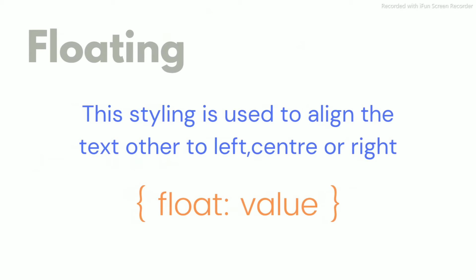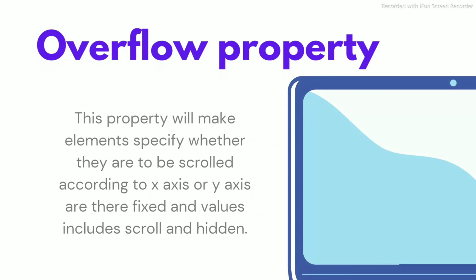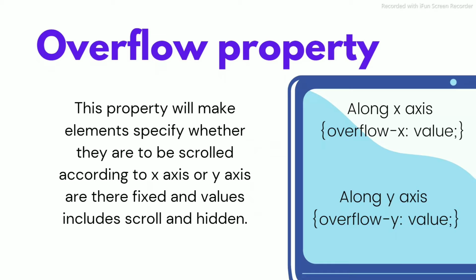Now we will go with the floating. Floating allows us to align the elements to either left, right or center. And next we are going with the overflow property. When you have created anything and you have to show it in a format of scrolling, either on the x-axis or the y-axis, you have to use the overflow property. This overflow property is of two types: overflow x and overflow y, and you use scroll or hidden. Means one we use scroll, or another we hide.